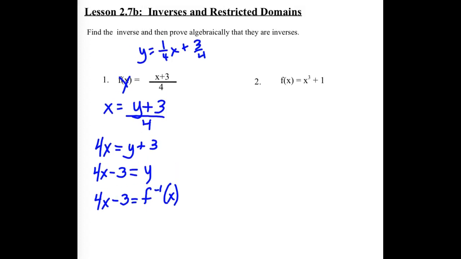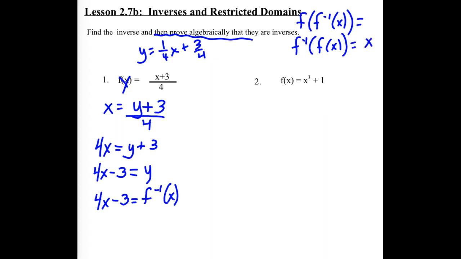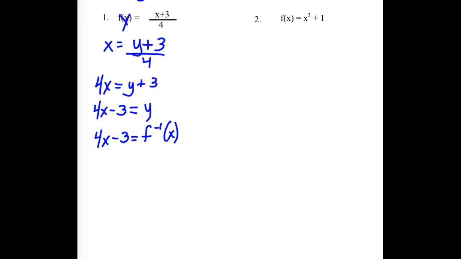The second part of this directions here say, prove algebraically that these two things that we have just found are inverses. To prove algebraically, we have to do two compositions. We have to take the original and compose it with the inverse. We have to take the inverse and compose it with the original. All right, we have to go both directions, and in both cases they have to equal x. Okay, so we're going to go through this and actually prove it.